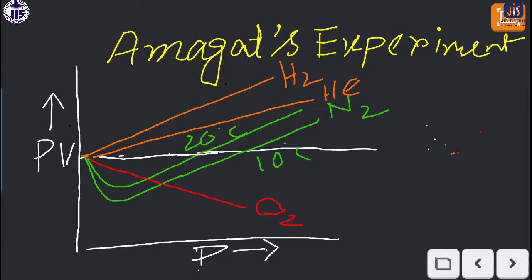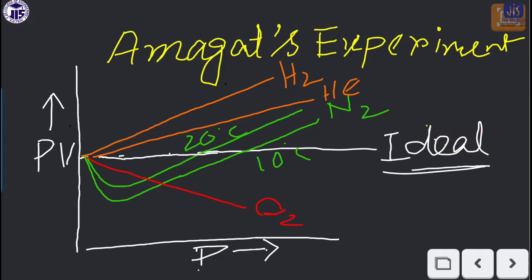If you think about the ideal gas, the PV versus P graph will be parallel to the P axis. This is the graph for the ideal gas. But a real gas deviates from the ideal gas, isn't it?